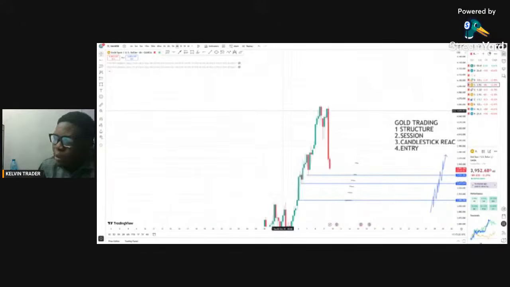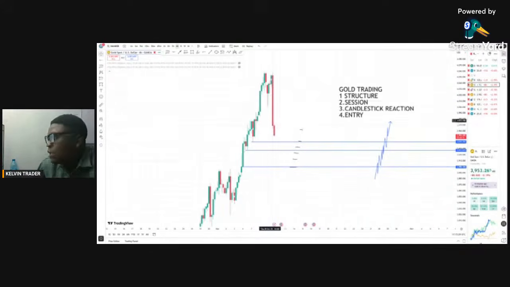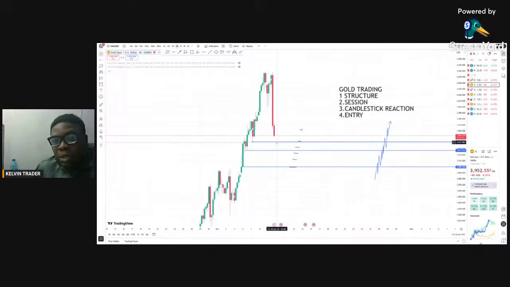So now, drawing out the zone is not the only thing for you to do. Another thing you need to watch out for is candlestick reaction. You don't just place a trade because price hit a particular zone. You understand? So you watch out for candlestick reactions before you enter a trade. But that's a whole topic on its own. You get me?